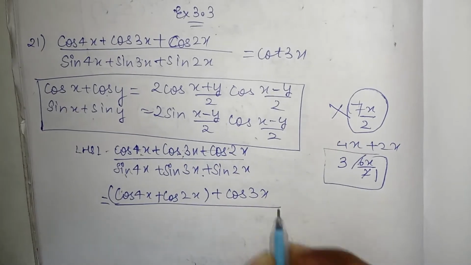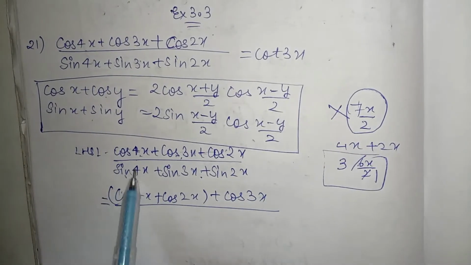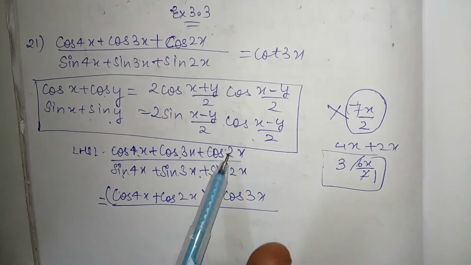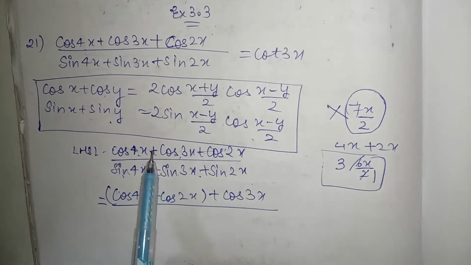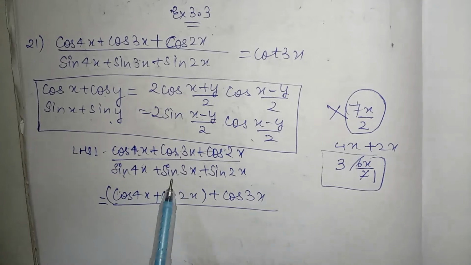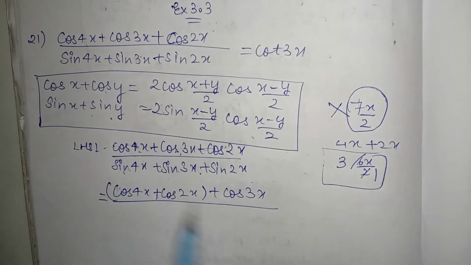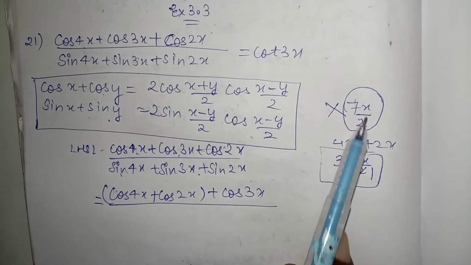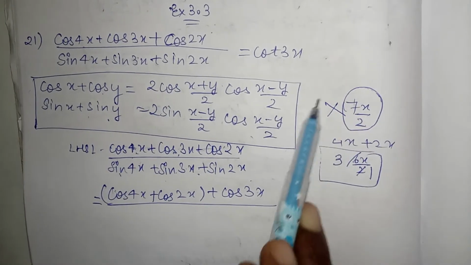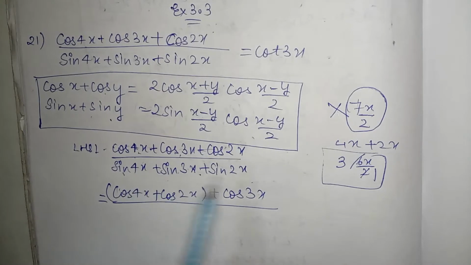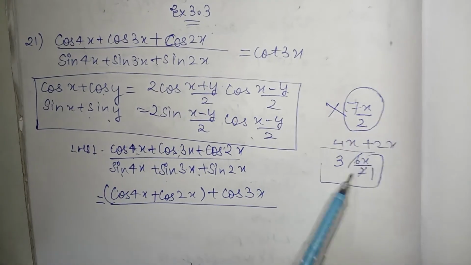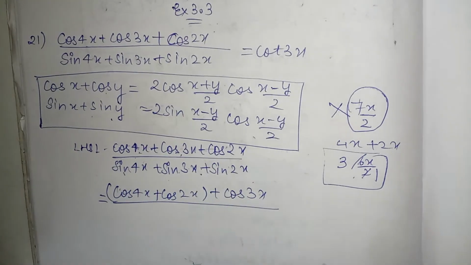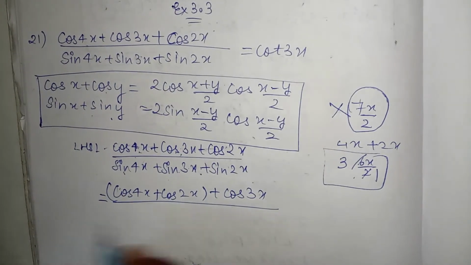And same with the denominator also. For sine, we have to apply this formula, and this formula is also meant only for two terms. Three terms are there, same as we did for the numerator, so we have to do the same with the denominator. See, 4x plus 3x is 7x by 2, we cannot cancel anything, so we cannot take this. But if we take 4x plus 2x, it becomes 6x, so we can easily cancel. So that's why I'm taking both of these and keeping sine 3x aside.